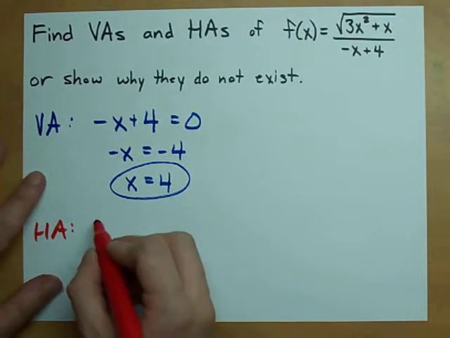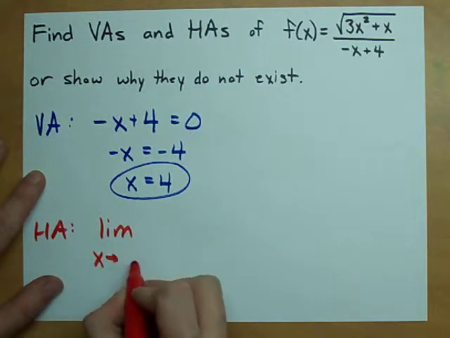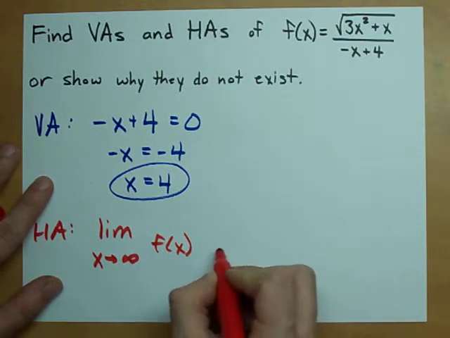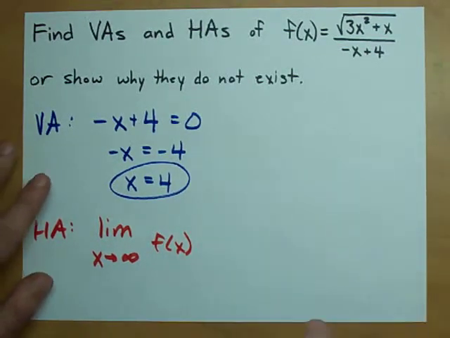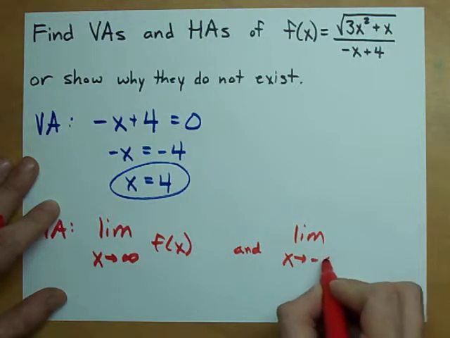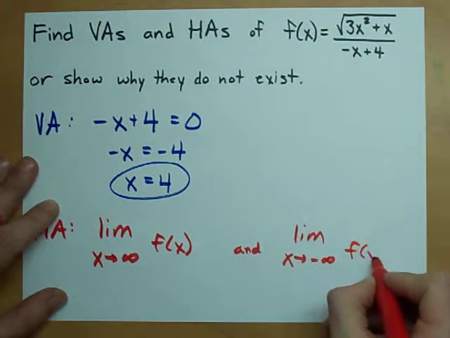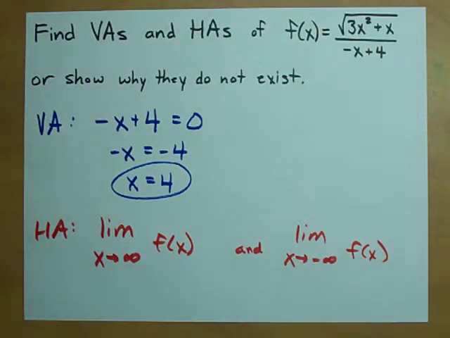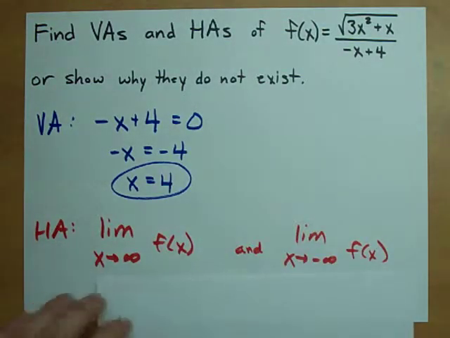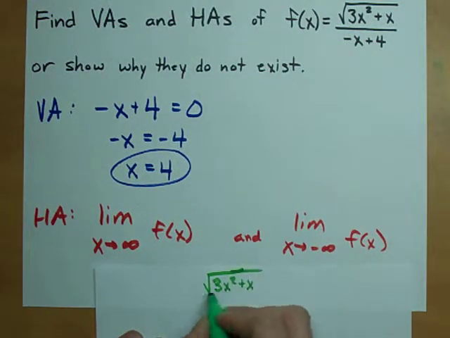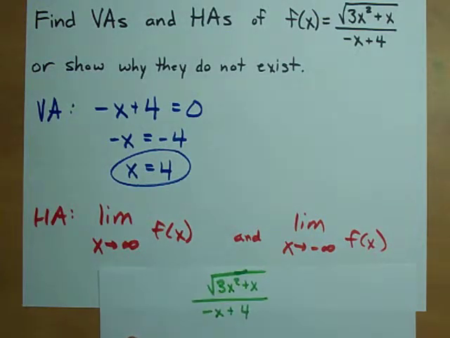Horizontal asymptotes exist when the limit as x approaches positive infinity actually has some value that isn't infinity itself. And you can also have a horizontal asymptote in the other direction, the negative infinity direction. So we need to calculate what these two values are, because these two represent the horizontal asymptotes. Alright, let me get some paper out here. We're doing this for the square root of 3x squared plus x all over negative x plus 4.